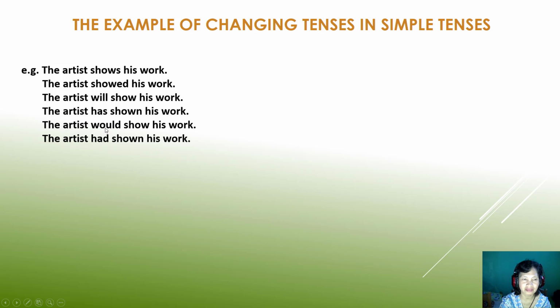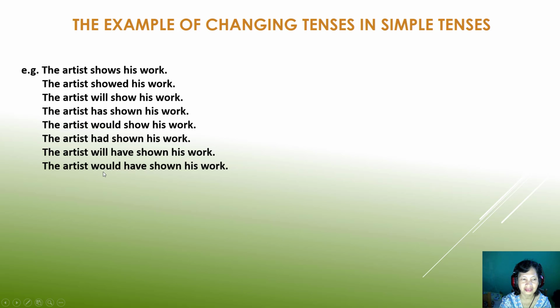Past, simple past future: would. It is still the same: show. We just change will into would. And then has shown, present perfect, and past perfect: had shown. It is still the same: shown. And then the combination: will have shown, simple present future perfect, and will is changed into would. Then this becomes simple past future perfect: would have shown.